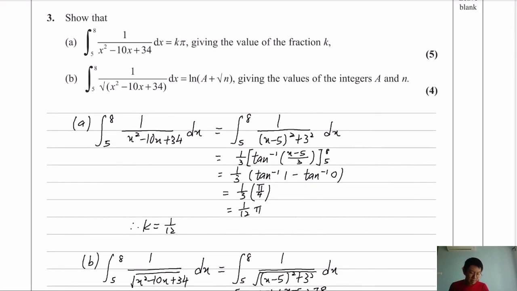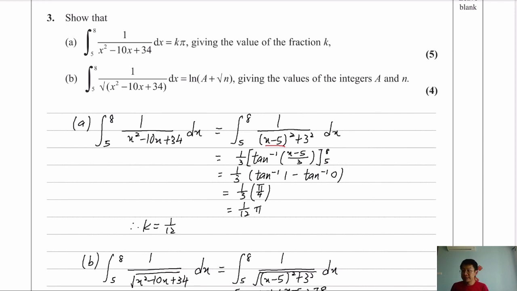So show that, for the first one we have this integral is equal to k pi, give the value for the k. So this is very similar to what we have done before. Always make sure that the coefficient of the x squared is a 1. Now it's a 1, so we just have to complete the square, and then we will get x minus 5 whole thing squared plus 3 squared.